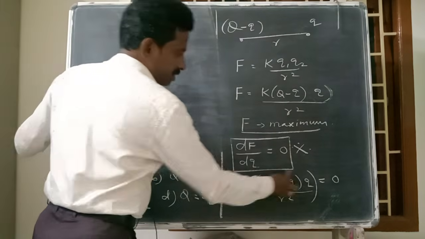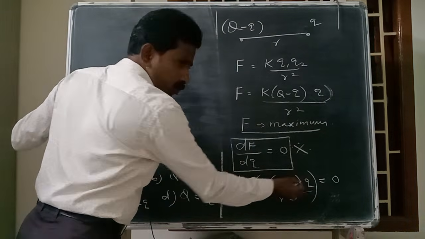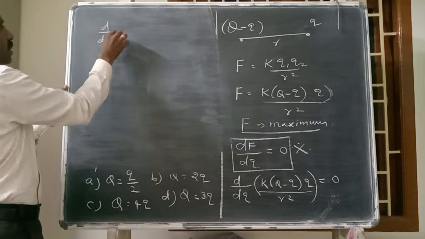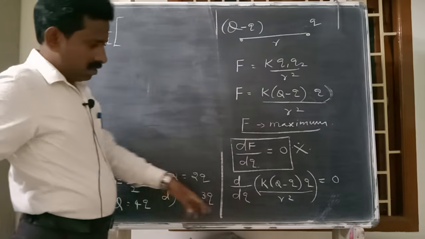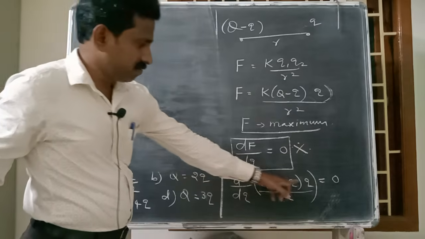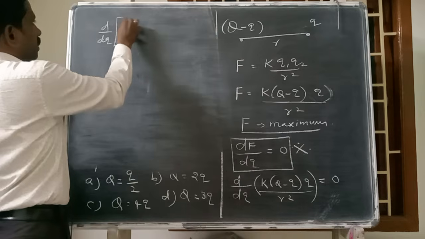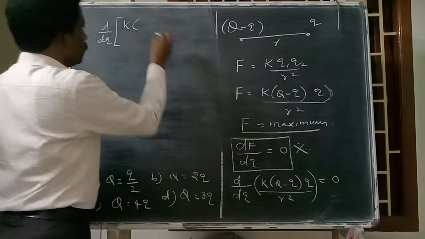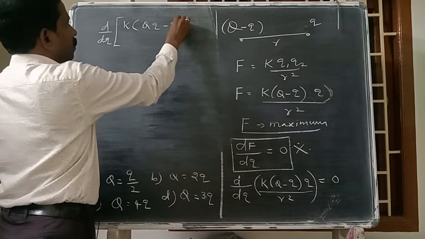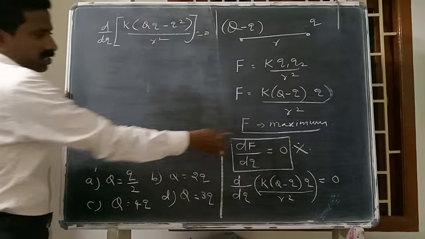Now you differentiate this with respect to q. First let me multiply this small q with the capital Q minus small q. We haven't started differentiation, we are just multiplying. So we get d by dq of k into capital Q into small q minus small q squared, divided by r square, which is equal to 0 according to our condition.